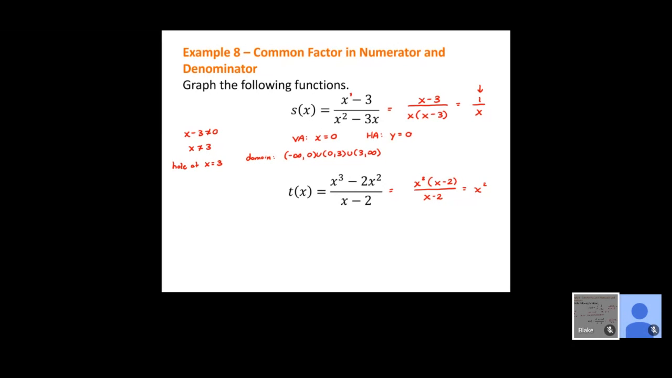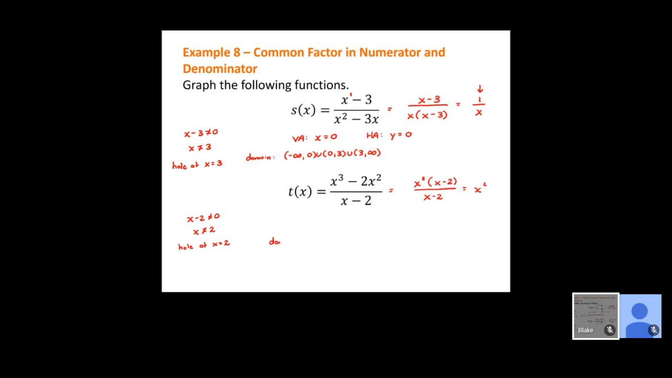But we have to keep in mind here that we do have a restriction on the original function because it had a denominator. So we still know that x minus 2 cannot be equal to 0, which means that x can't be equal to 2. Now, that's not going to be an asymptote this time because it's not present in the final answer, right? It's not part of that final function that we get. So that means there's going to be a hole at x equals 2.